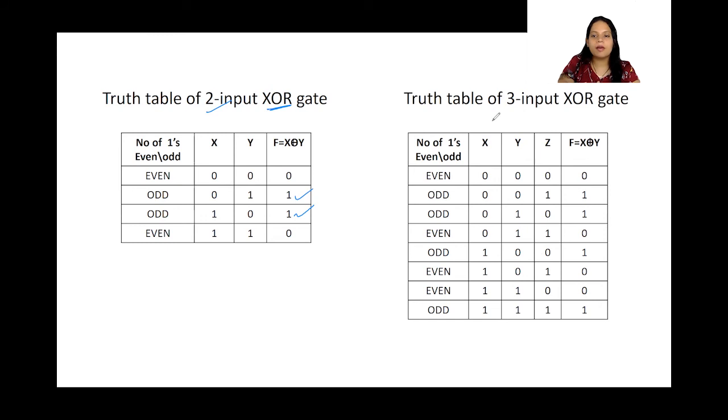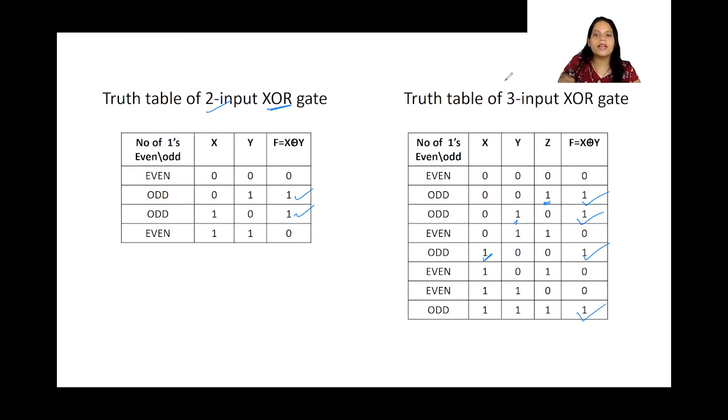Now let's see what is happening in the 3 input XOR gate truth table. Here the number of ones is even, that's why we are getting 0. Here there is only one 1, so the output is 1. Here again 1, so the output is 1. Here we have 2 ones, which is even, so the output is 0. Here again only one 1, which is odd, that's why 1. And then there are 2 here, 2 here, and 3 here. 3 is again odd, isn't it? That's why our output is 1.